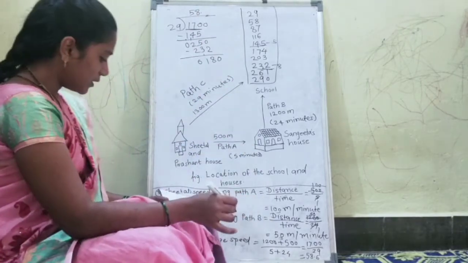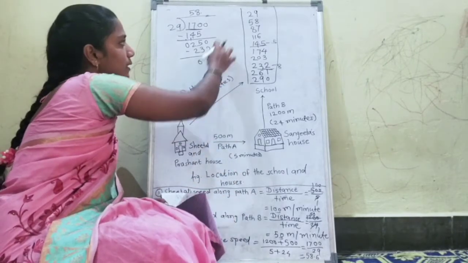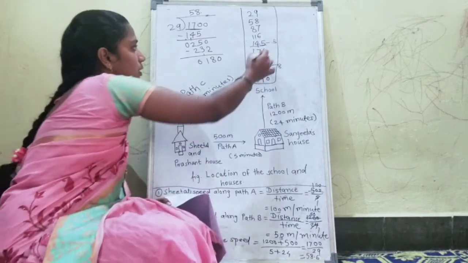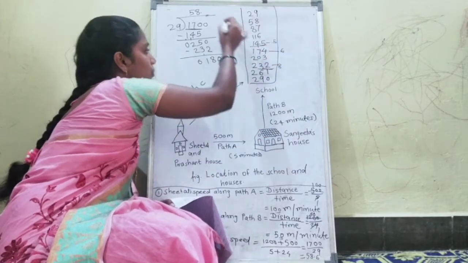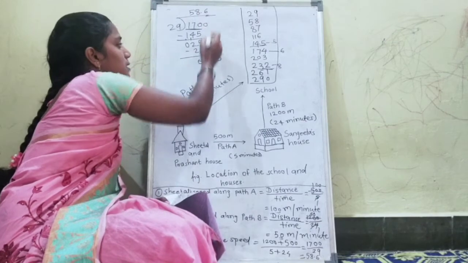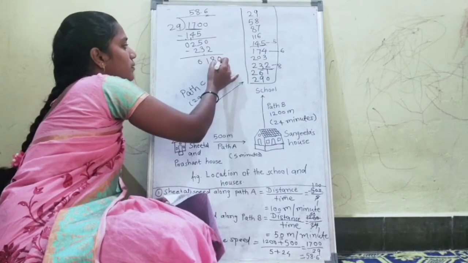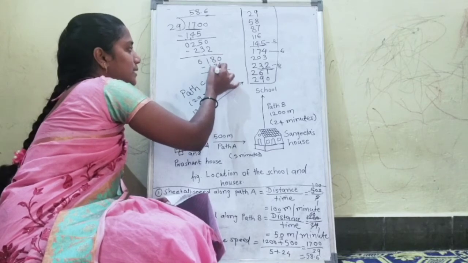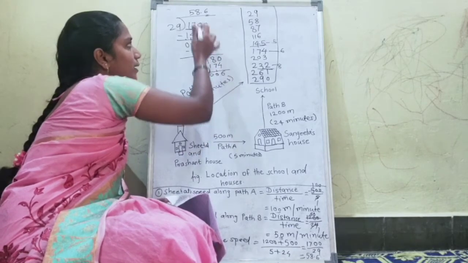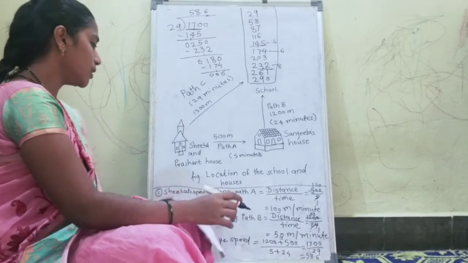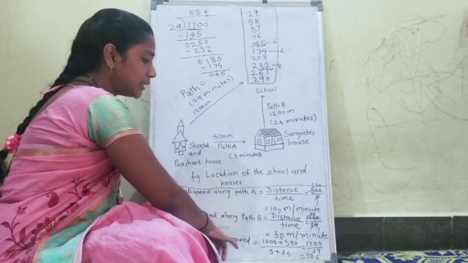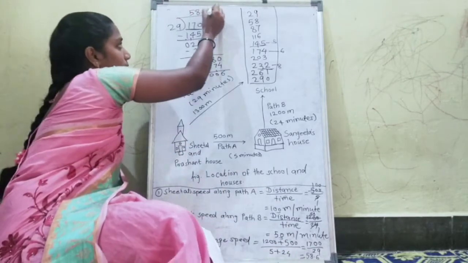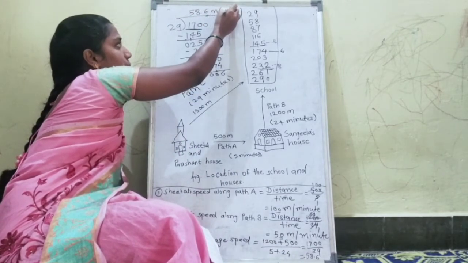What is the nearest number to 180 in the 29 table? This one is 174 at the 6th place in the 29 table. And the remainder is what? 6. Now I stop here. What is the average speed of Sheetal? That is 58.6 meter per minute.